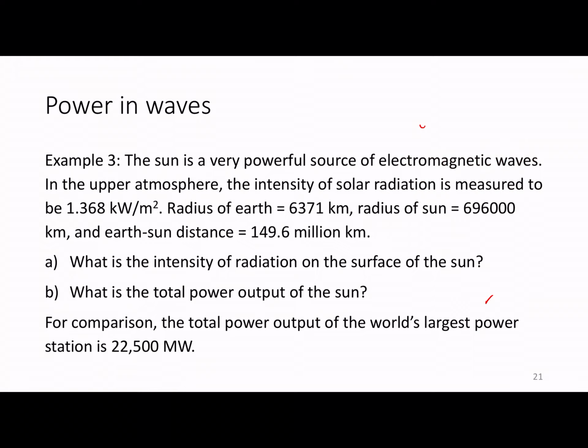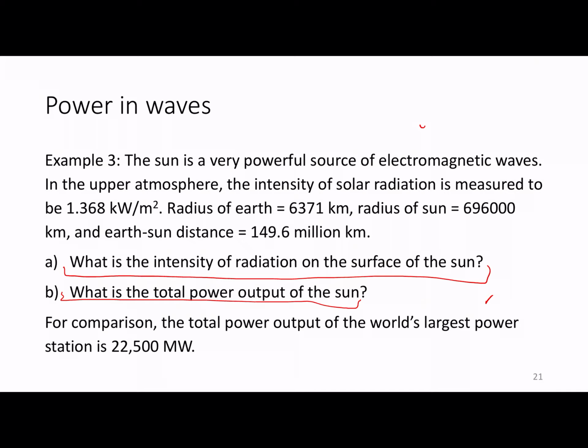So let's go ahead and get just a little practice on this. The sun, as I've mentioned, is a powerful source of waves. The radius of the Earth is this, the radius of the sun is this, and the Earth-Sun distance is 149.6 million kilometers. Go ahead and use our formula, figure out what is the intensity of radiation on the surface of the sun, what is the total power output of the sun, and then let's compare that to the world's largest power station.